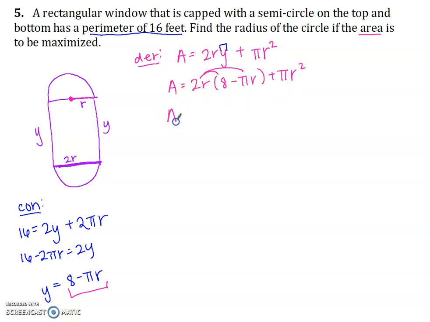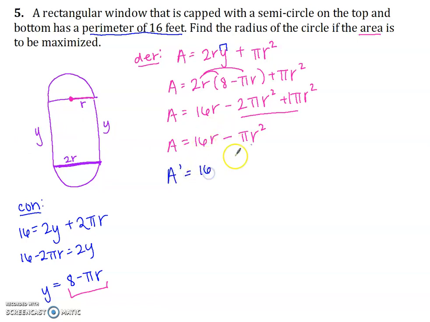Again, I'm going to go ahead and distribute that. So that'll be 16r minus 2 pi r times r is r squared. This time I end up with like terms right here, so I'm going to combine them. That'll be 16r minus negative 2 plus 1 pi, which is just minus pi r squared. Then I can take the derivative now that I've simplified. That's going to be 16 minus 2 pi r. Set it equal to 0.